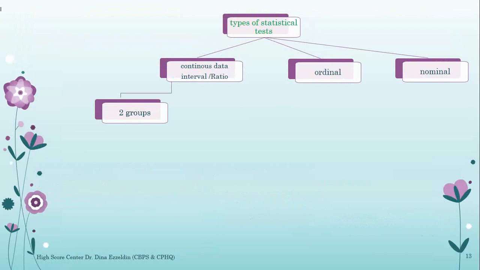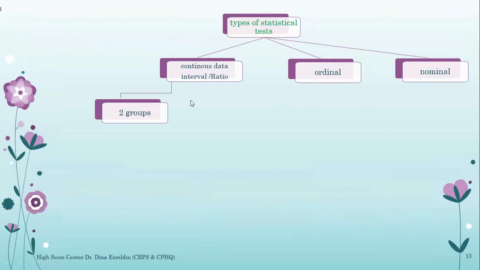If the data is continuous, it means that it's normally distributed. If the data is continuous but not normally distributed, we will consider it ordinal data. So when we say continuous data, we mean continuous and normally distributed, because if there is any skewing in the data, we will consider it ordinal data.